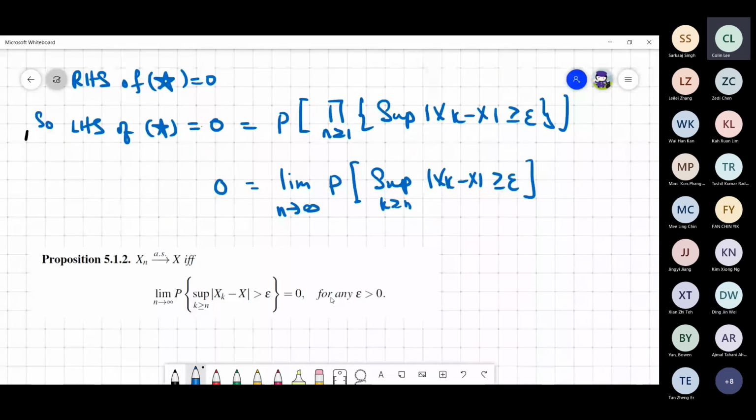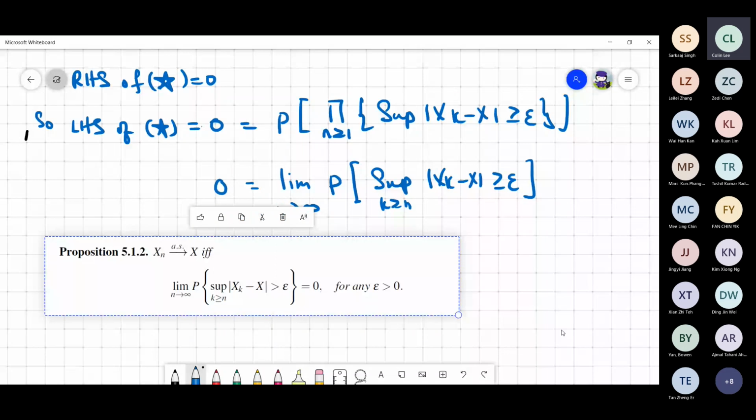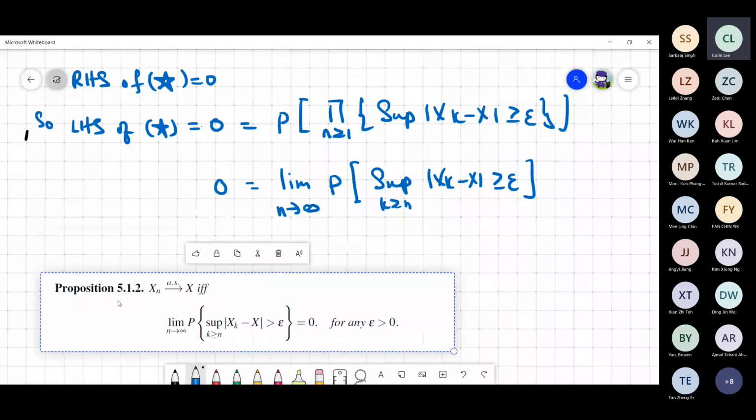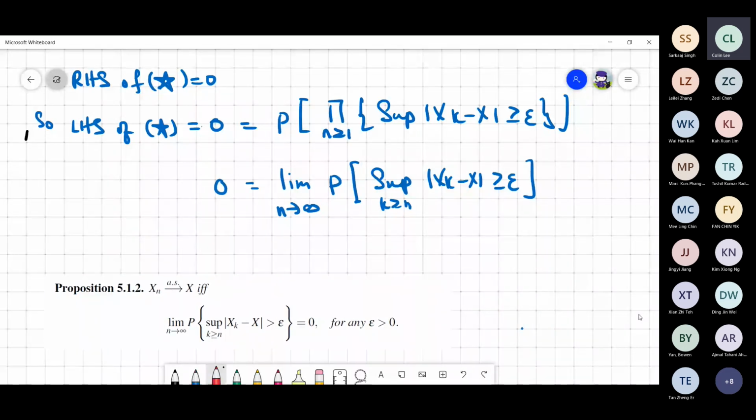So then, coming back, this is what we want to prove. Proposition 5.1.2: Xn converges to X almost surely implies this is 0 for all epsilon. Just again, what does almost surely mean? This is equivalent to saying that the probability of limit Xk not equal to X is equal to 0. Just now we assumed this, and then we got this. So that is how we can get this equal to 0.